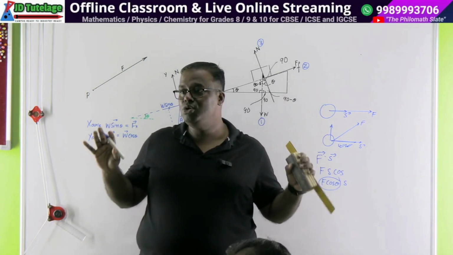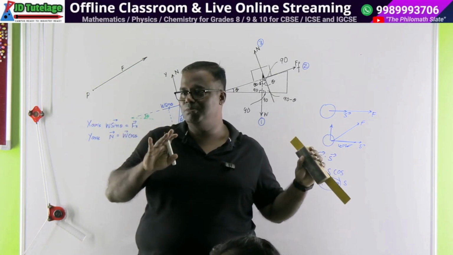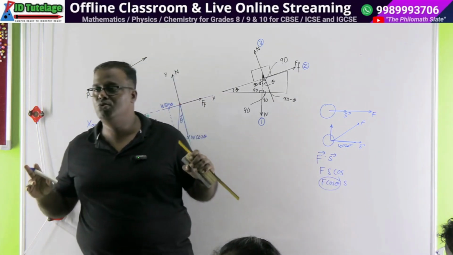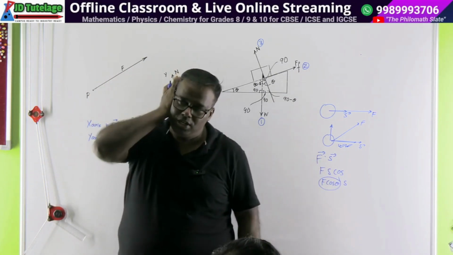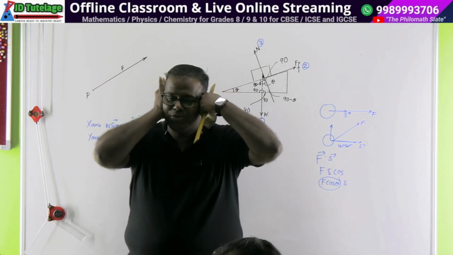Equilibrium means you are at rest. Equilibrium can be two types, static and dynamic. Static equilibrium means you do not move. I push your head this side and I push your head this side. Your face may have expressions, but you will not move.